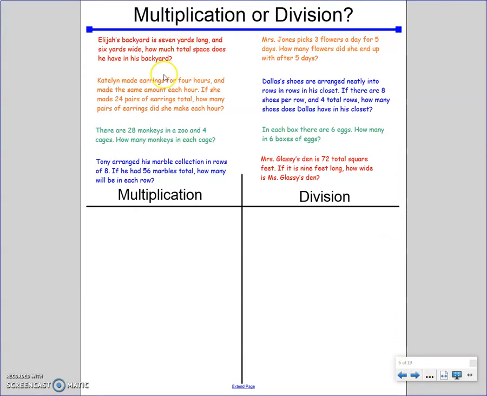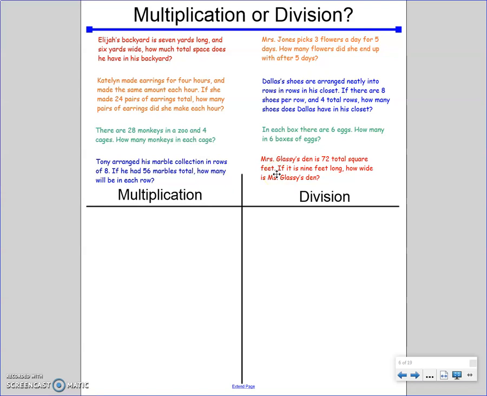So third grade, let's take a look at those same problems, and you can see I've color-coded them. Red is area, orange is repeated addition and subtraction, green is equal-sized group, and blue is array. We're going to go ahead and look at these story problems, and we're going to decide for each one if it's a multiplication problem or a division problem.